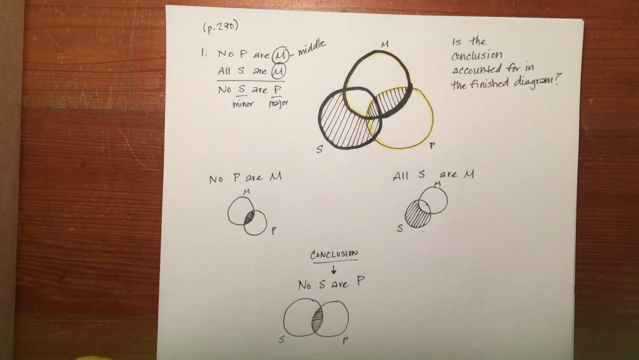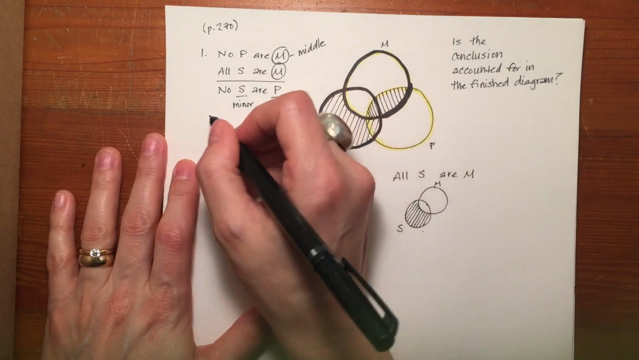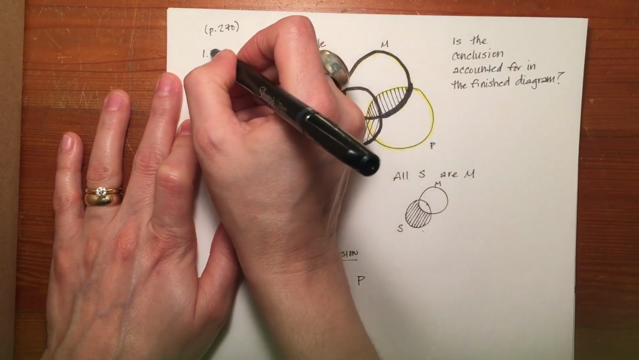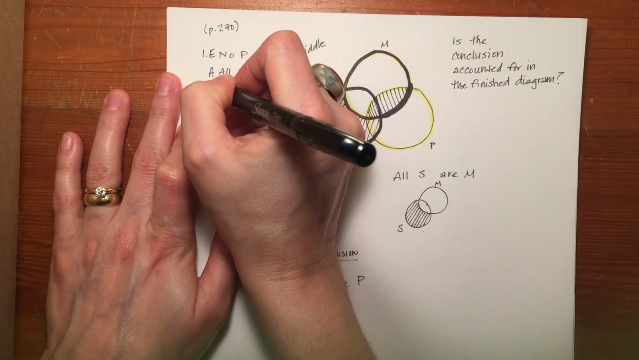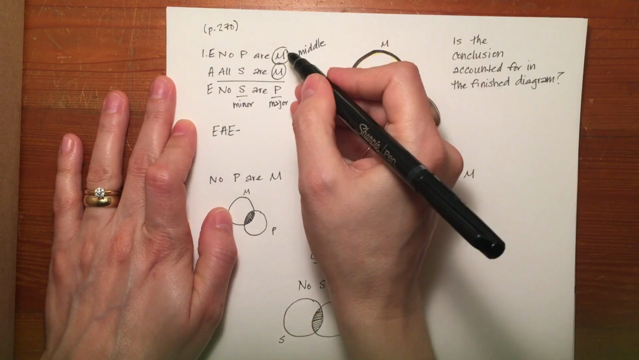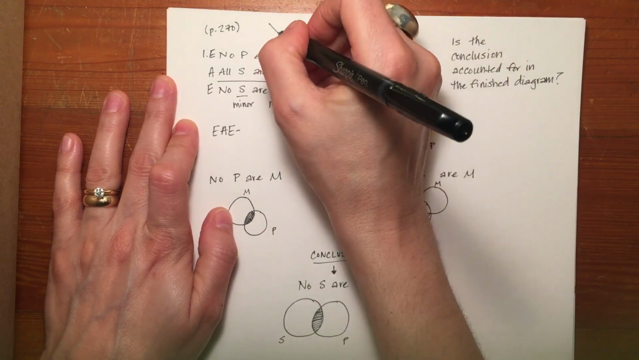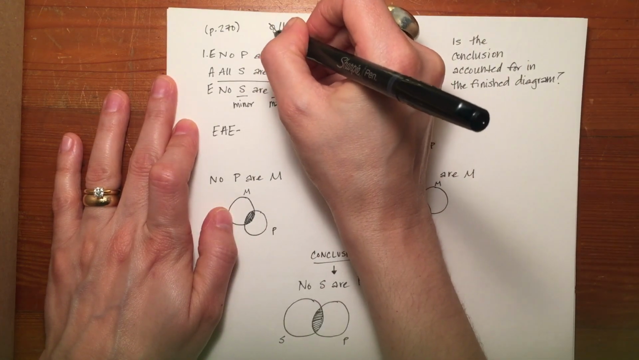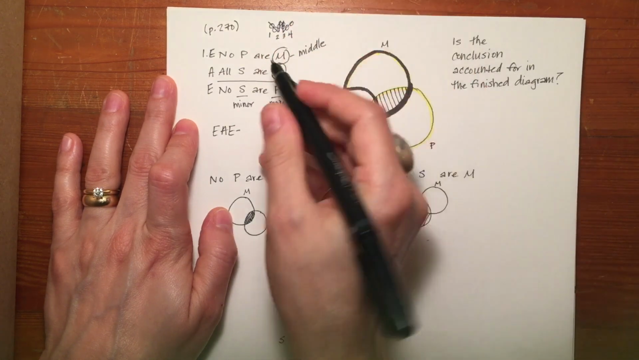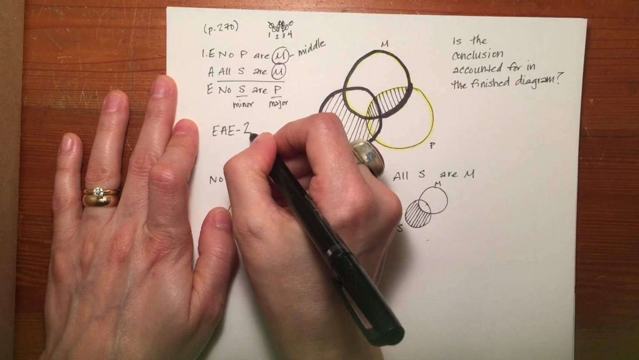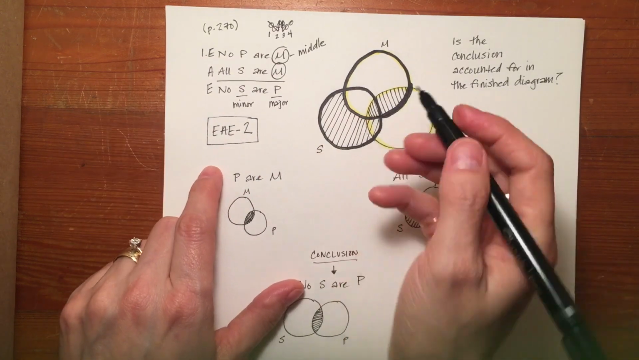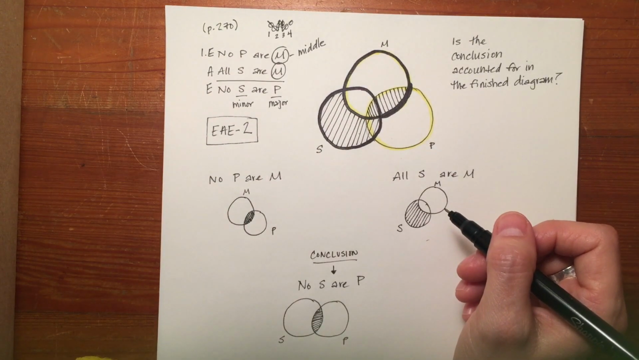But the way that I can check that is to quickly figure out mood and figure. So you'll remember from the last video, I'm going to go from top to bottom: E, A, E. I've already checked to make sure that it's in appropriate standard form. And my middle term is going to tell me what figure this is. Because the middle term is all the way to the right, I know that it's going to be EAE-2. So I can check my answer. I think that it's valid, but I can go back and check.